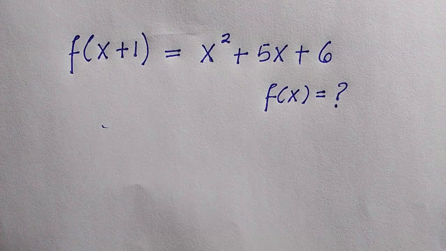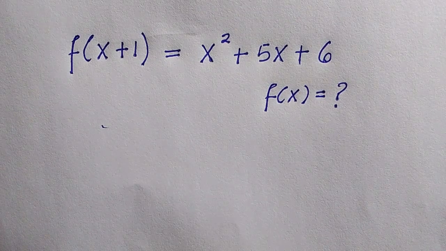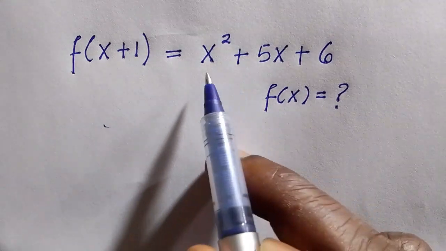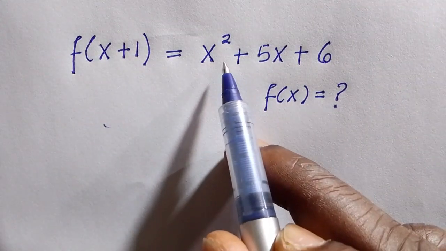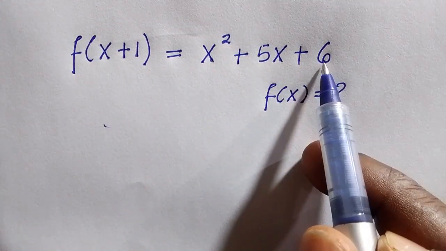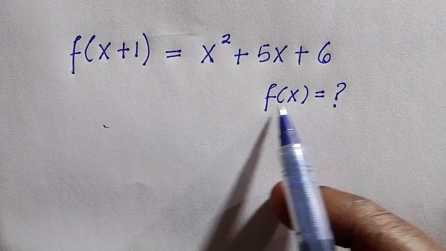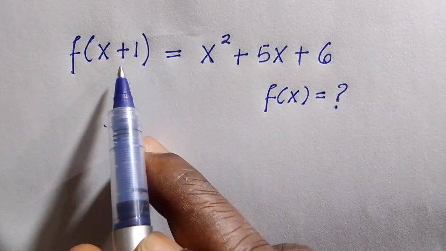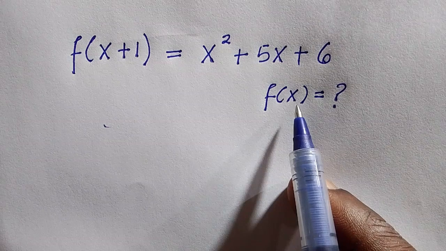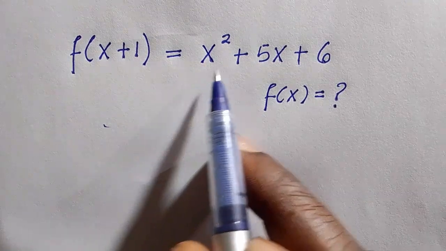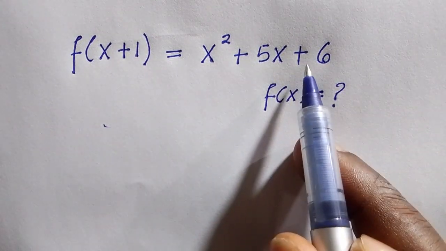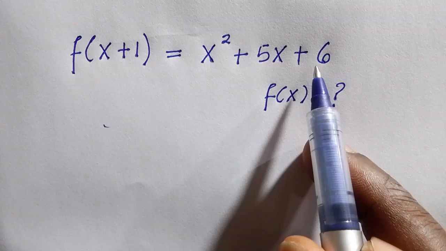So today we have these interesting functional equations where we have f of x plus 1 equals x squared plus 5x plus 6. I want to find f of x here. For this one, x is increasing by 1 and y is not. So I want to see the equivalent quadratic equations that we have here.